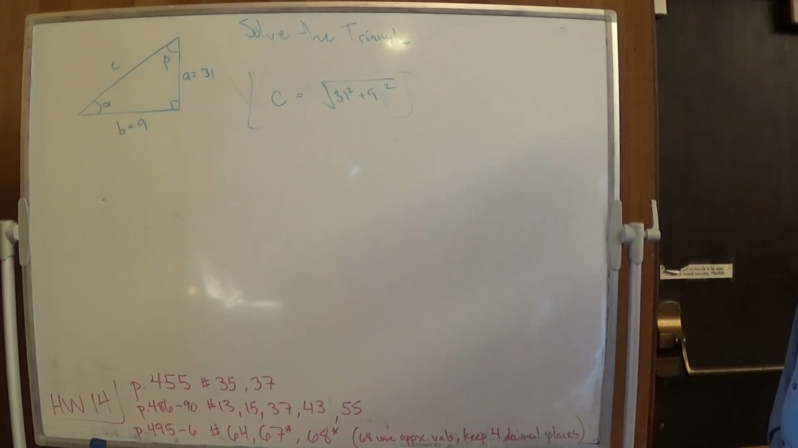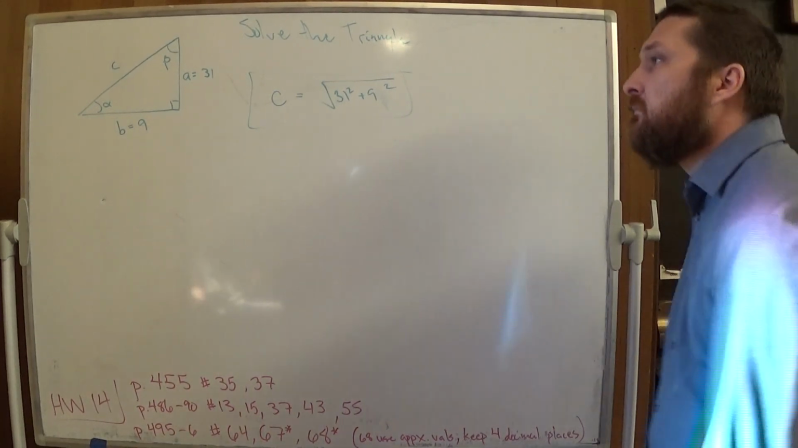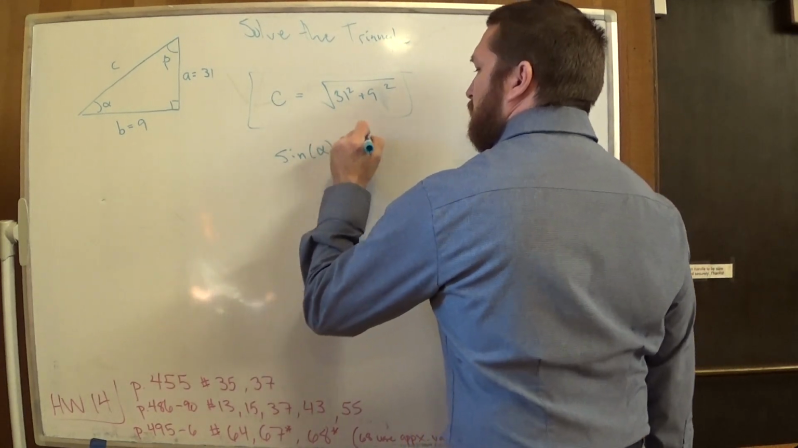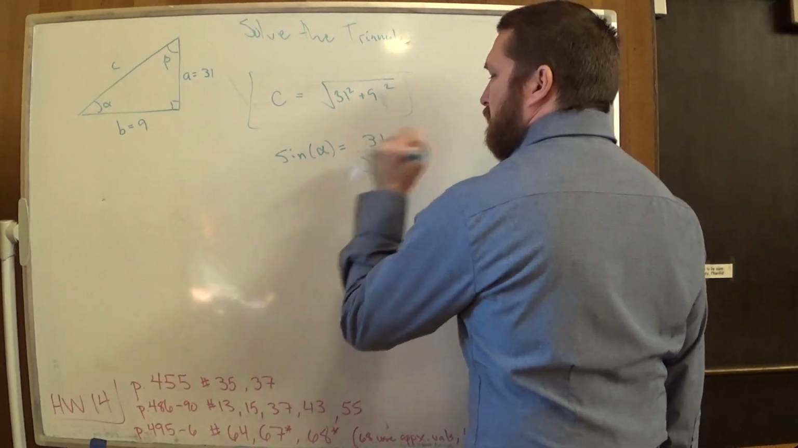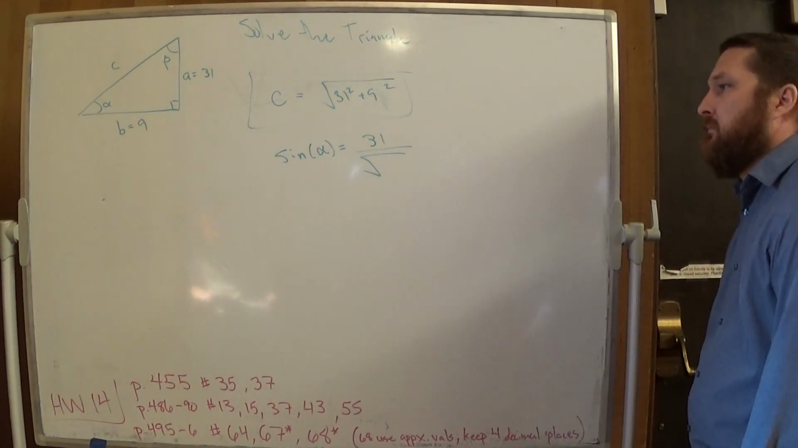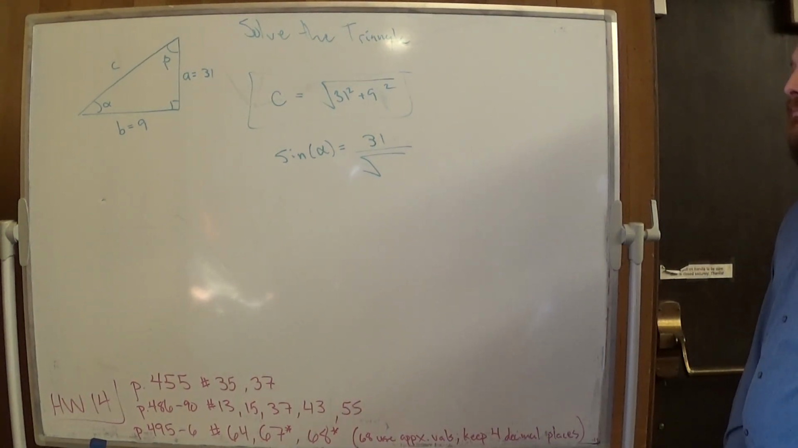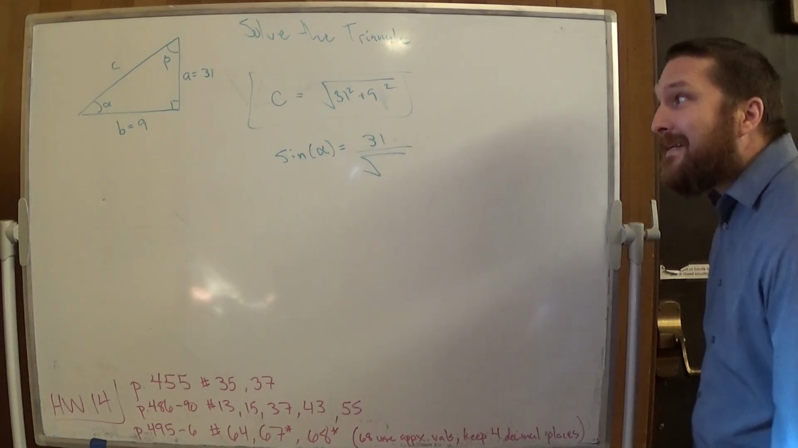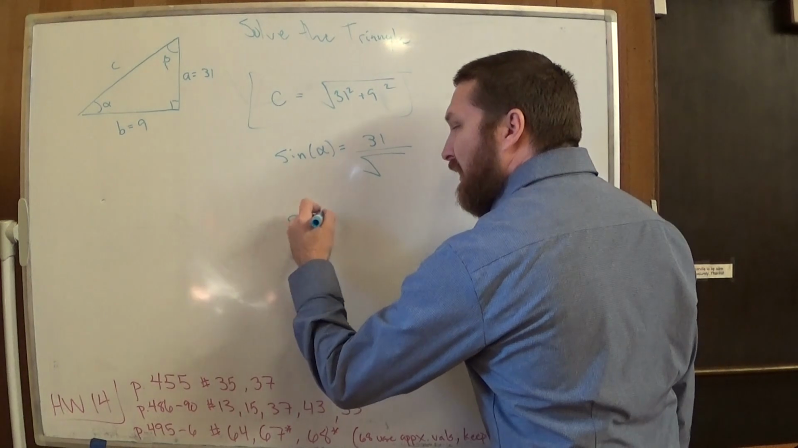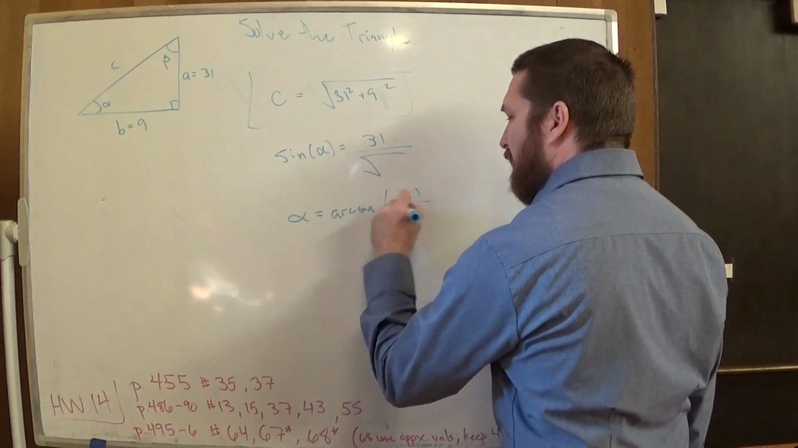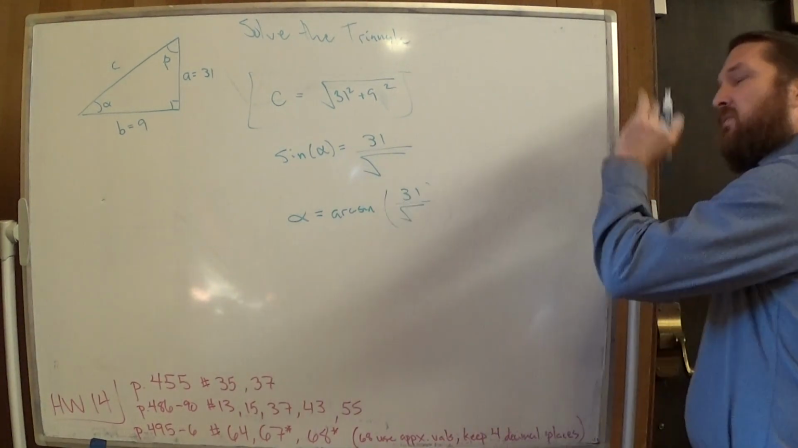Sine of alpha equals 31 over that big thing. I'm not even going to write it. We know what it is. So now what? Did it tell us to find sine of alpha? Take arcsine of both sides, right? So alpha is equal to arcsine of 31 over that stuff. But this is where I want to stop us.